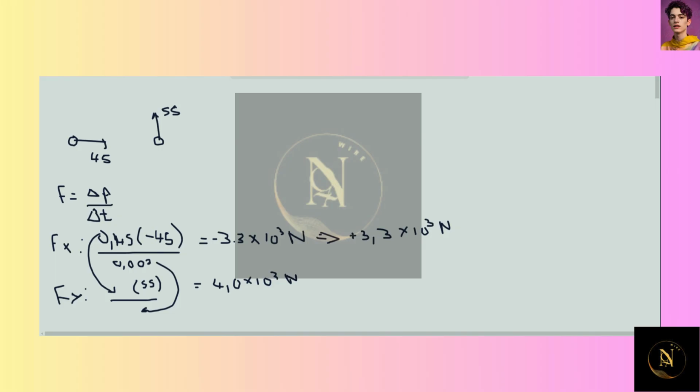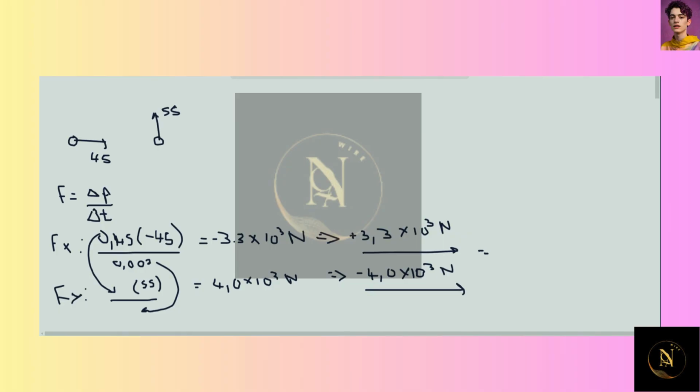But again, this is positive because the momentum increased, and that's because you're looking at it from the perspective of the bat. If you're looking at it from the perspective of the ball, the ball exerts a negative force on the system, which makes it negative 4.0 times 10 to the third newtons. So this is the force in the y direction, and that's the force in the x direction.